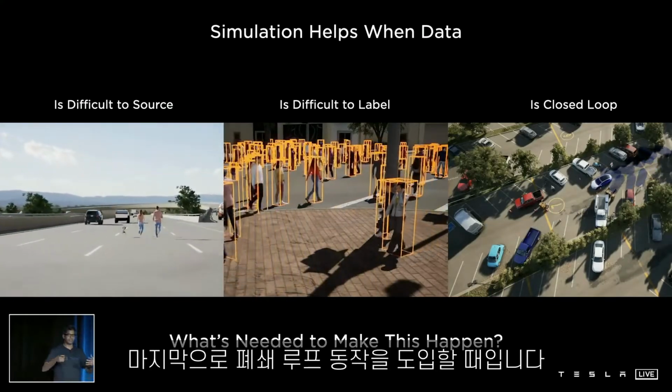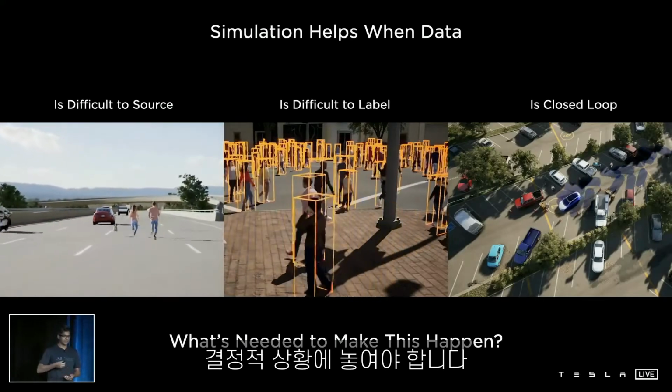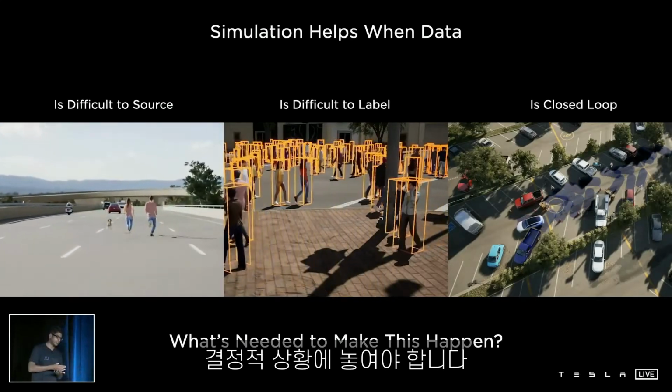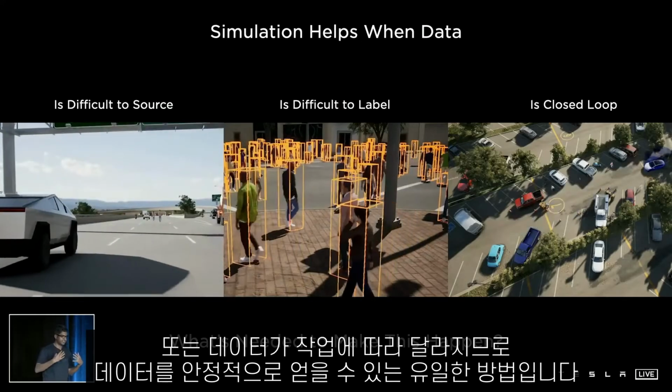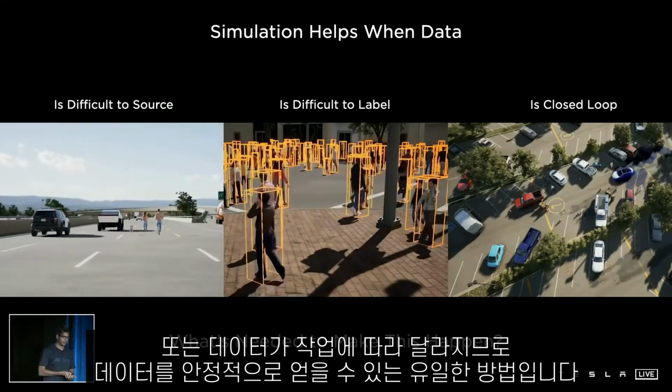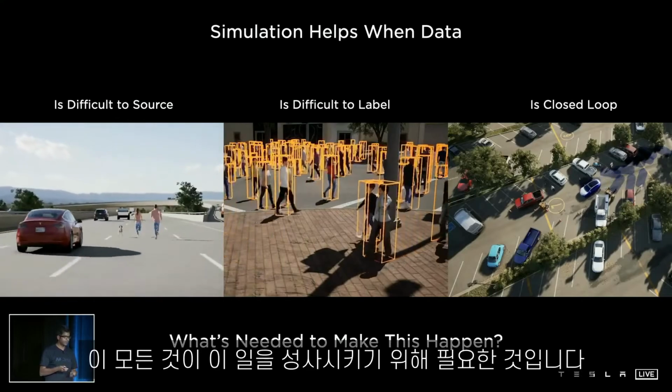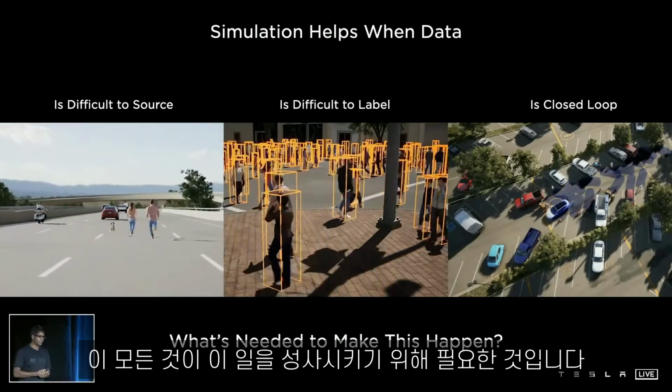And also, finally, when we introduce closed-loop behavior, where the car needs to be in a determined situation or the data depends on the actions, this is pretty much the only way to get it reliably. All this is great. What's needed to make this happen?